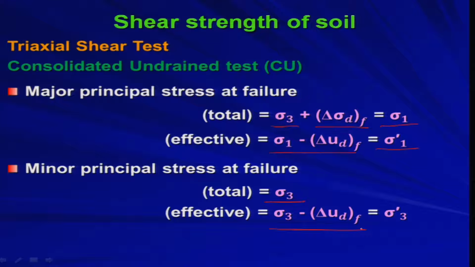So, delta UDF again is the pore water pressure developed, or built up, at failure. So sigma 3 minus delta UDF is equal to sigma 3 prime, right. If you compare this with your consolidated drained test, at that time the total minor principal stress was equal to the effective minor principal stress, that is, sigma 3 was equal to sigma 3 prime. Here it is not like that; rather you have sigma 3 minus delta UDF equal to sigma 3 prime, where you are subtracting the pore water pressure which is built up during shearing.